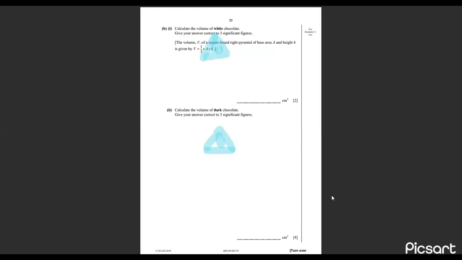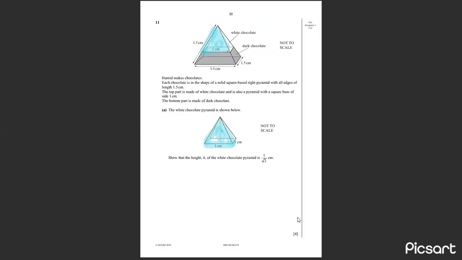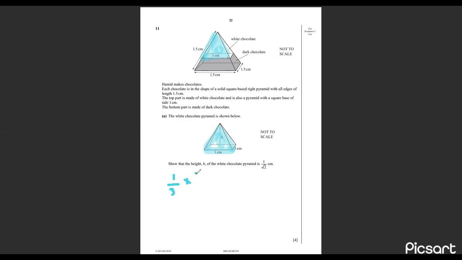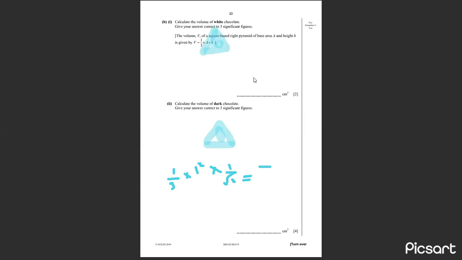So directly we're going to apply the rule: a third times area times height, which we said here. So here we have a third, multiplied by 1 squared, multiplied by the height, 1 over root 2, which on your calculator equals 0.236, approximated for sure. So here it will be equal to 0.236 cubic centimeters, because it's volume.